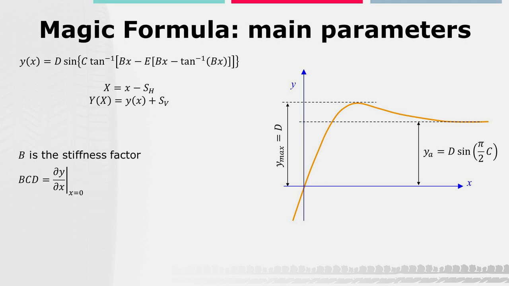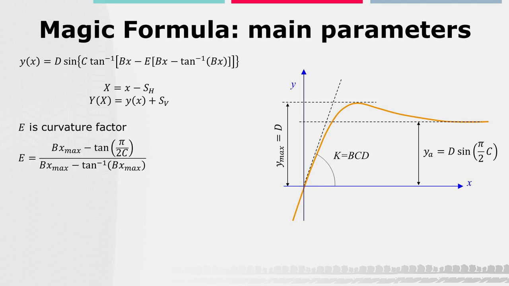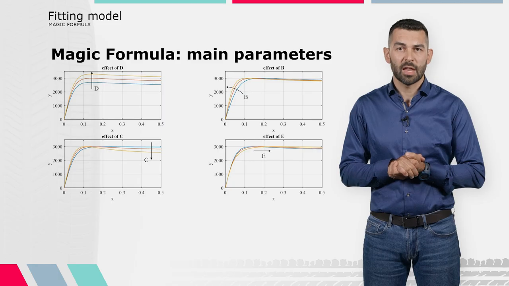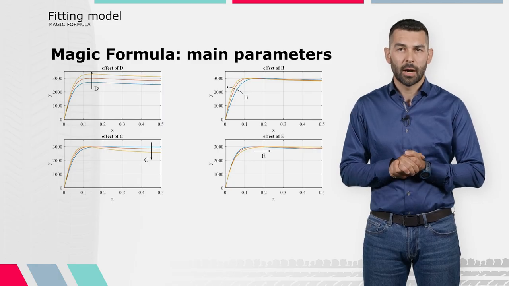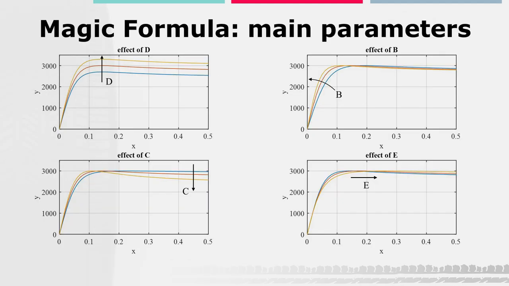B is the stiffness factor. Together with C and D, it defines the slope of the Y versus X curve in the origin, when X goes to zero. E is the curvature factor. It defines the horizontal position of the peak, thus X max. In this slide, we can see graphically how the Y-X curve is modified when changing B, C, D, and E coefficients one at a time.